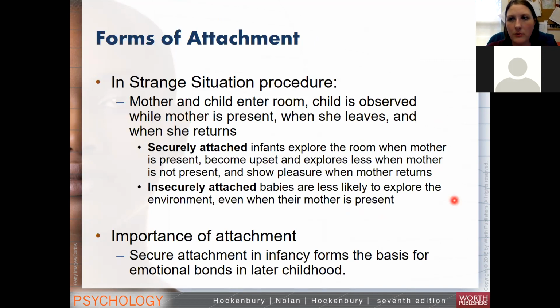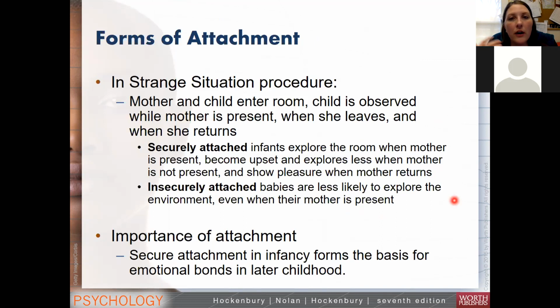So you're looking at the behavior of the child. Then the mother gets up and leaves the room, and you're looking at the behavior of the child. Does the child get upset? Is it exploring the room? Does it stop? Does it get mad? What's going on? What happens during that time?